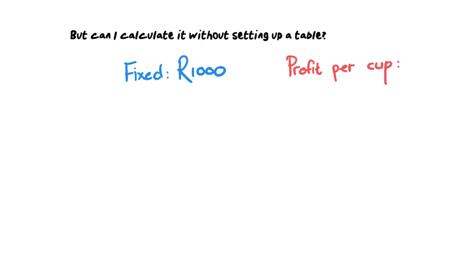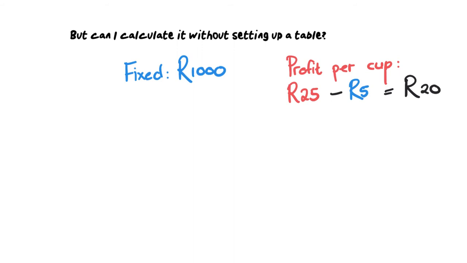So let's have a look at how we can calculate that break-even amount without setting up a table and drawing a graph. What you need to remember is that I have a fixed amount of 1,000 Rand that needs to be covered before I can start making a profit. The other idea that we're going to work with here is the profit per cup of coffee. And for this, you will need to remember that the selling price is 25 Rand and the cost price is 5 Rand, meaning that my profit per cup is 20 Rand.